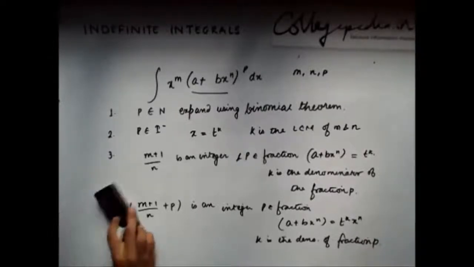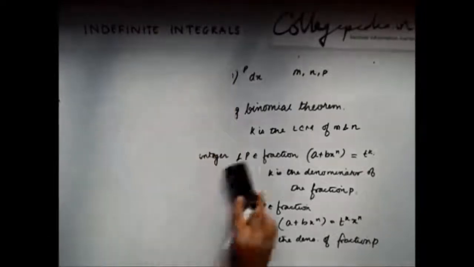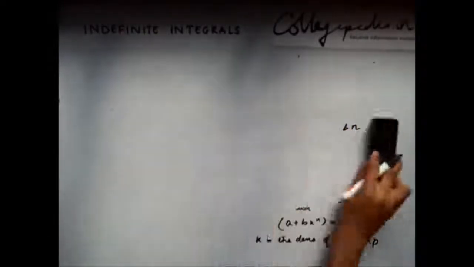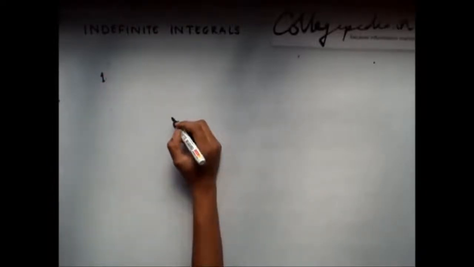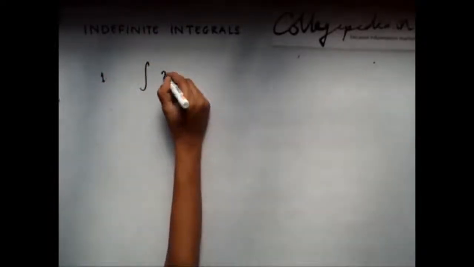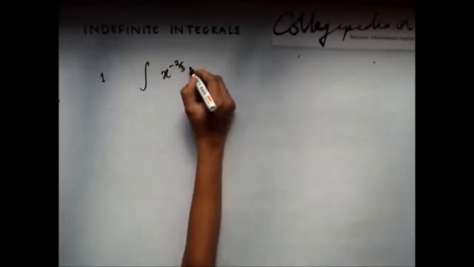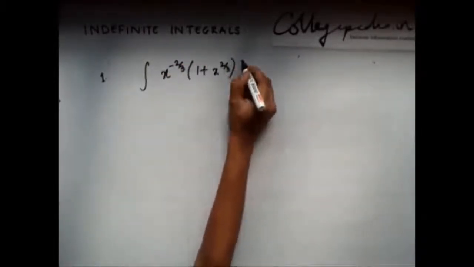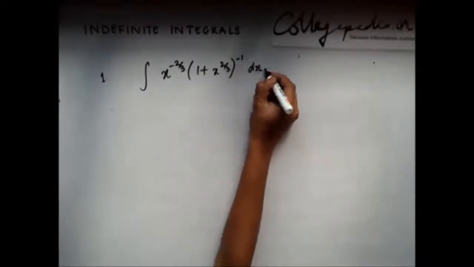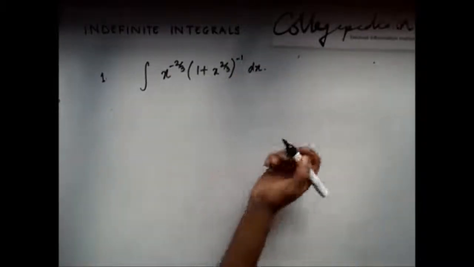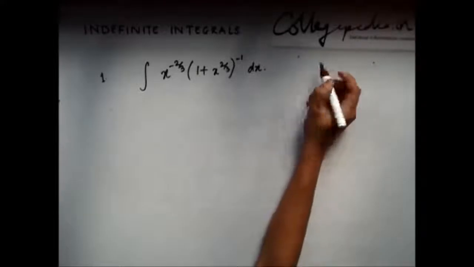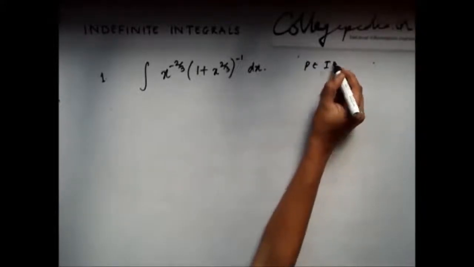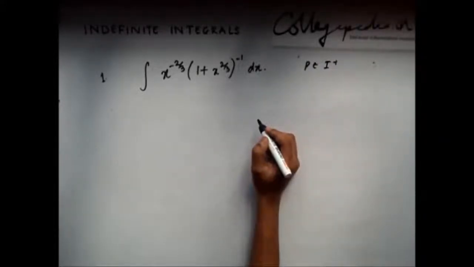Let's take two examples. The first example is, let's integrate x to the power minus 2 by 3 multiplied by (1 plus x to the power 2 by 3) to the power minus 1 dx. So this lies in case 2, where p is a negative integer.